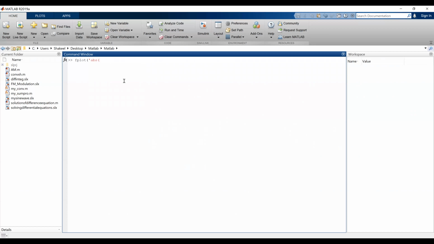For this first trial, for the absolute value, meaning the magnitude of it, we write 1 plus 2 times exponential, exp in MATLAB, of minus j omega, plus 3 times exponential of minus 2j omega, minus 1, and plus 4 times exp.